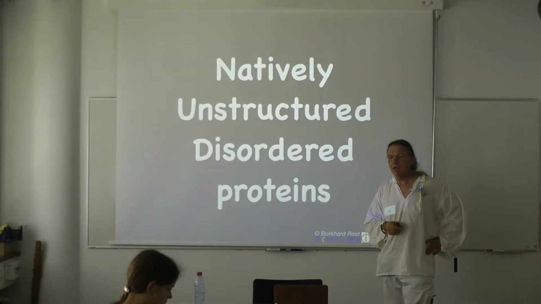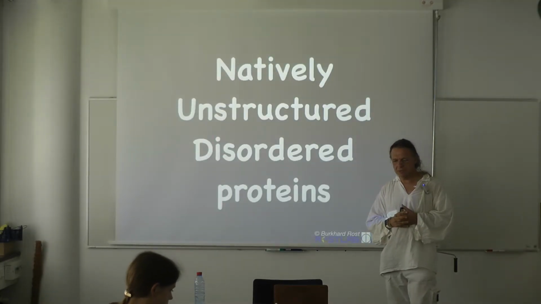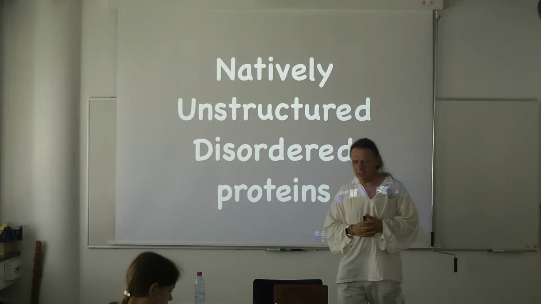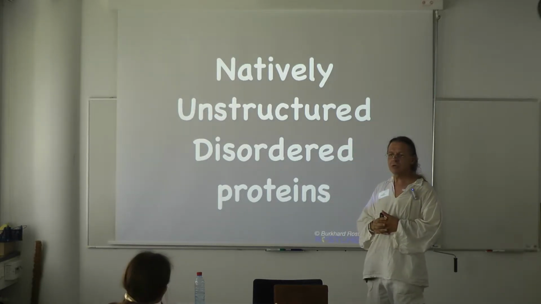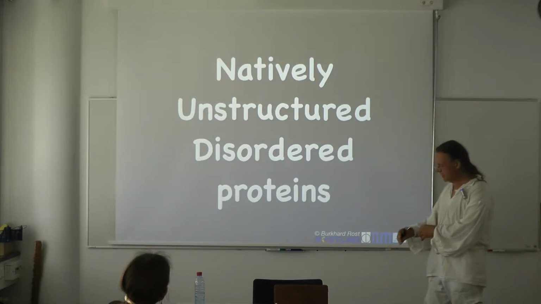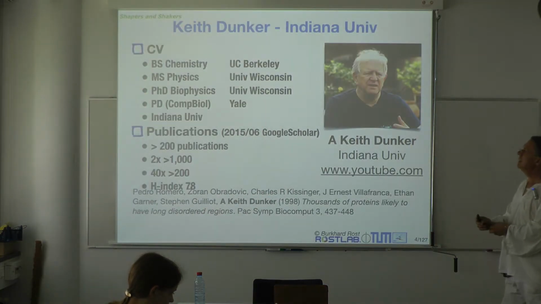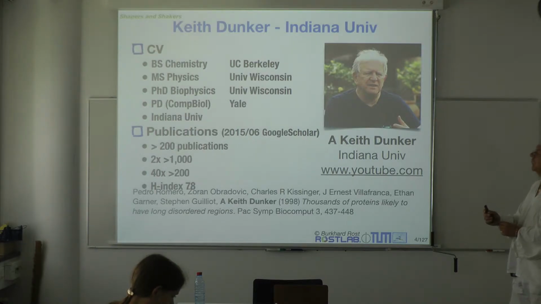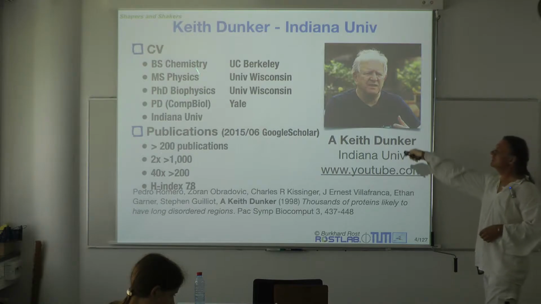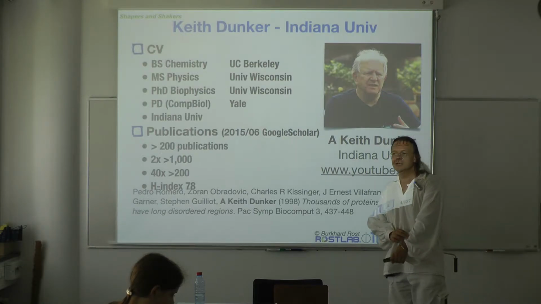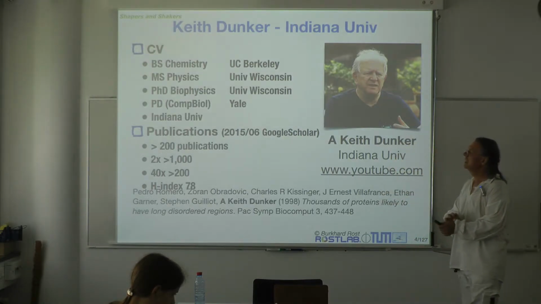So today I want to talk about the last feature of 1D prediction, natively unstructured or disordered proteins, or disordered regions. And this idea of them being important really goes back to Keith Dunker, who did a bachelor in chemistry, a master in physics, a PhD in biophysics, and a postdoc in computational biology. So you see the evolution here to the field of computational biology.